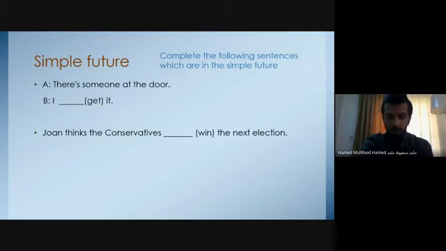Okay, now how to complete the sentence in the future tense? We should only add will. So it becomes, Juan thinks the conservatives will win the next election. Right, Mustafa? Right.